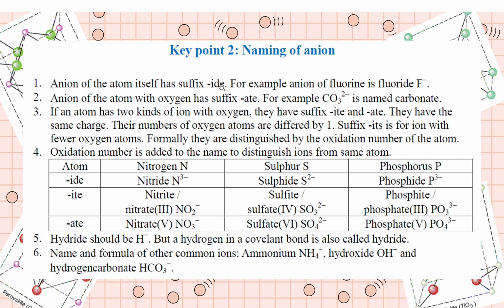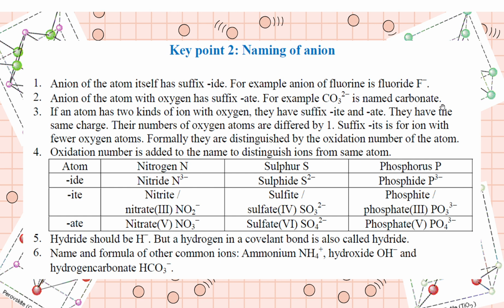By naming them, when you hear them, you know whether it is an atom or an ion. Chlorine is an atom. Chloride is an ion. So you get used to this quickly. IDE means negative ion, anion. And for the anion with oxygen, they have a suffix of ATE.